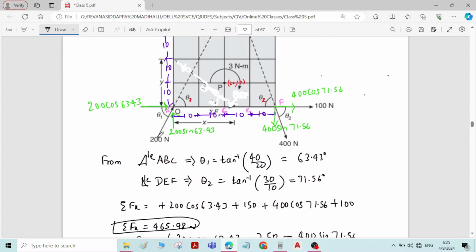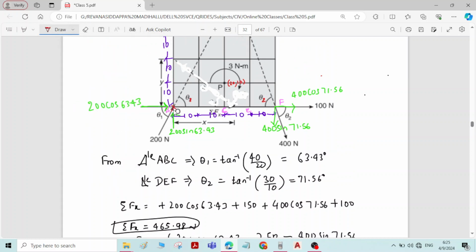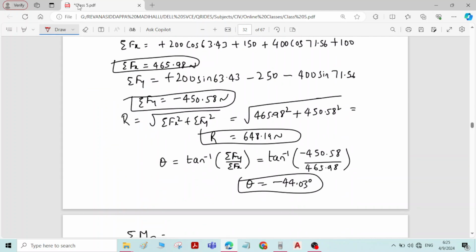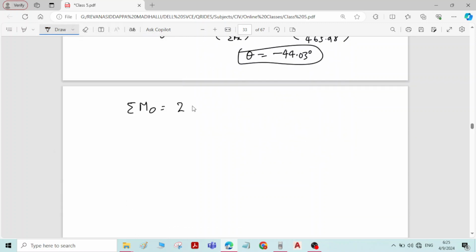See, moment of this 200 Newton force. Moment of 200 Newton force about point O becomes 0, because the force is passing through the point O, or point O lies in the line of action of the 200 Newton force. Directly you can write 200 into 0.